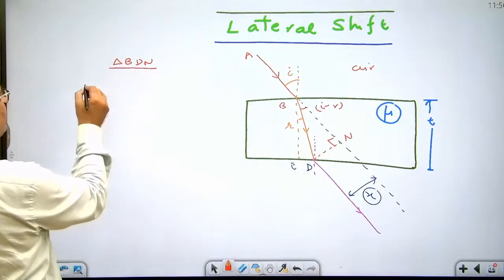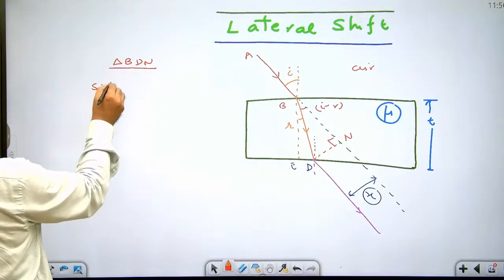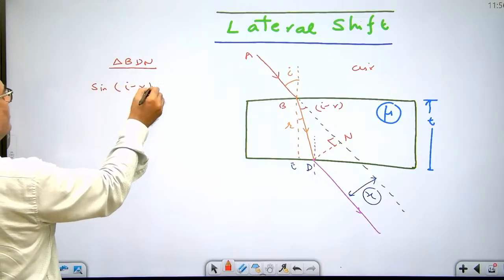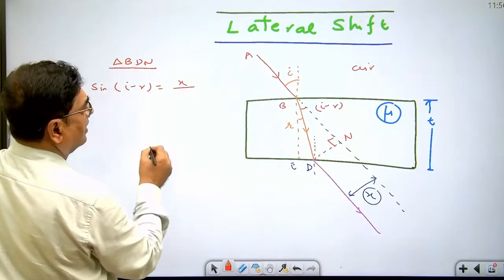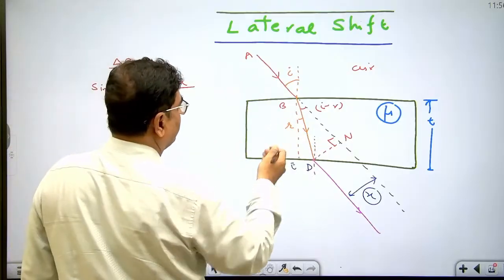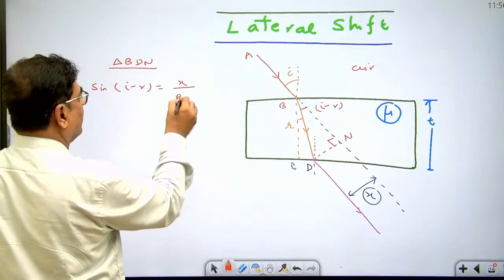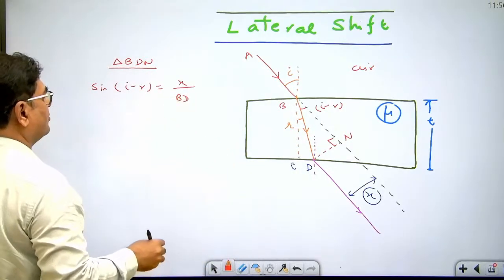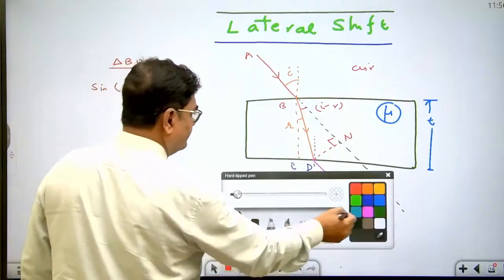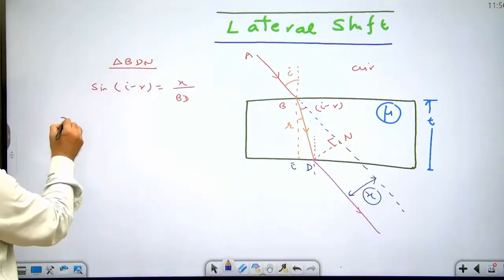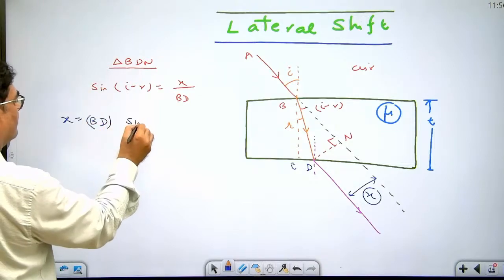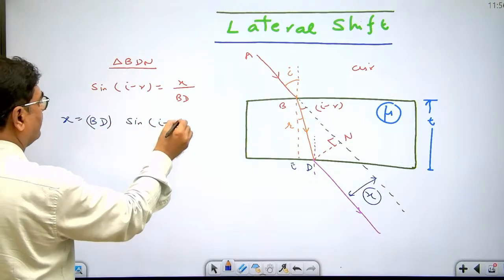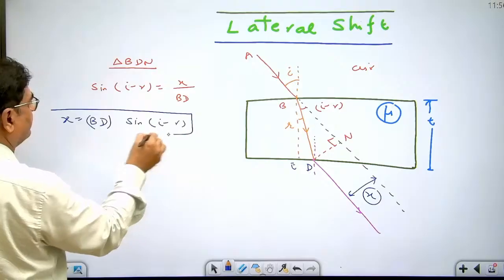What are we observing here? Sin(i minus r) equals DN, that is x, the side opposite to the angle, upon the hypotenuse, that is BD. BD is what? The optical path length. So dear student, what is x here? x is BD sin(i minus r). This is equation 1.